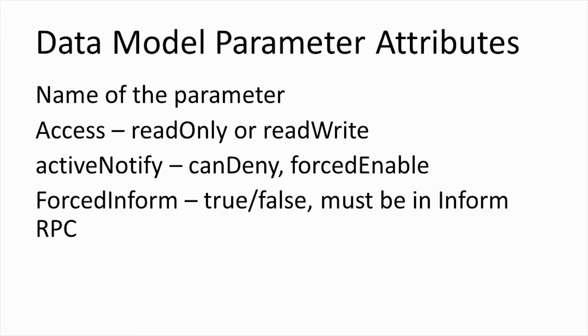Related to this is the forced inform attribute. This is a Boolean value that, when set to true, indicates that the parameter and its current value must be included in every inform RPC. Lastly, like with objects, is the DM version attribute, which indicates the version of the data model where this parameter was introduced or updated.